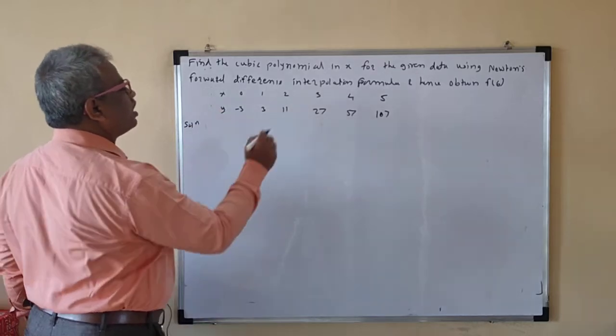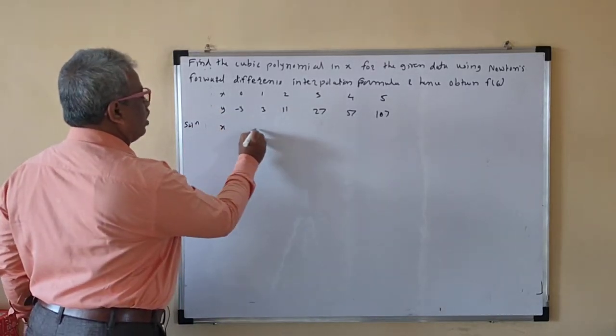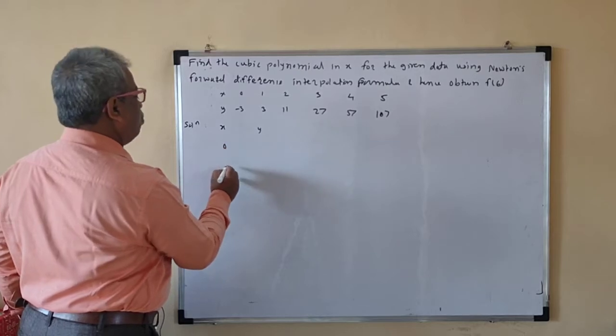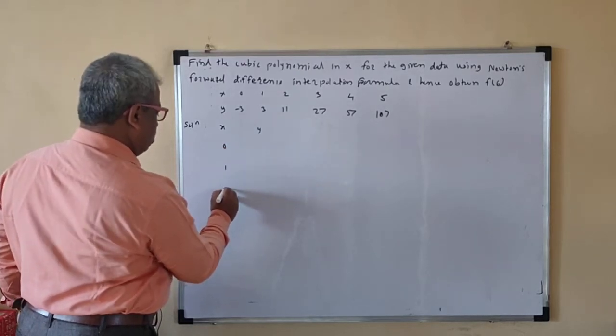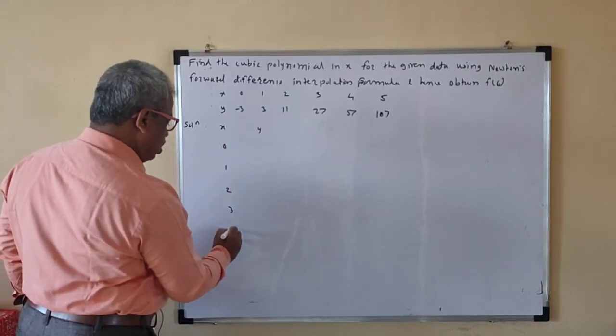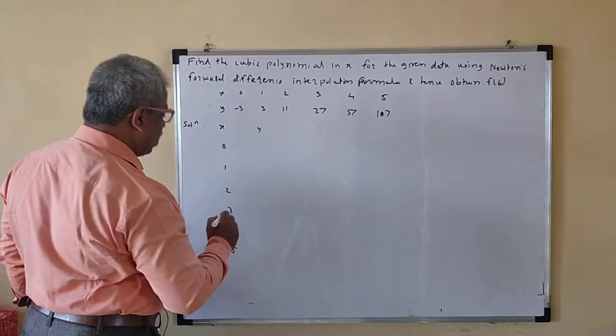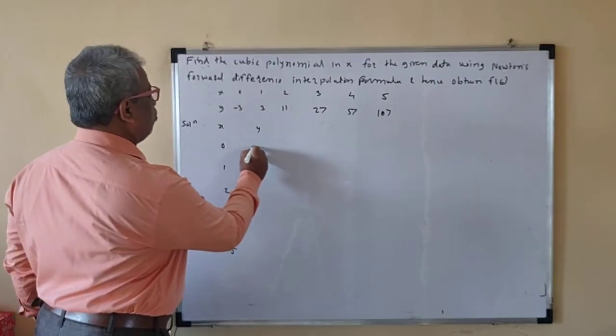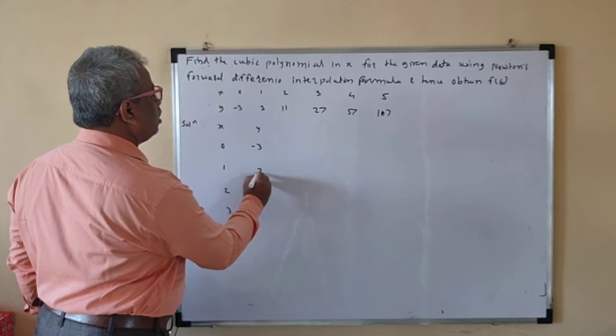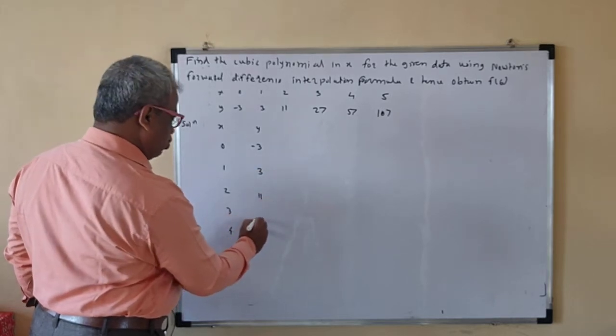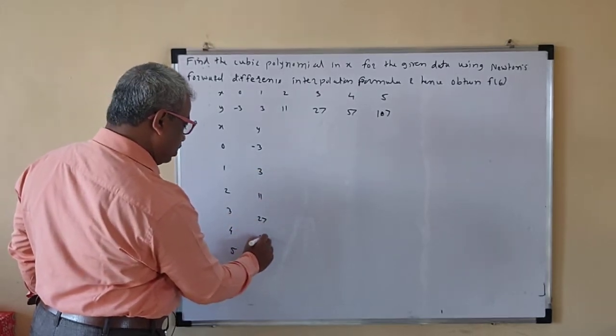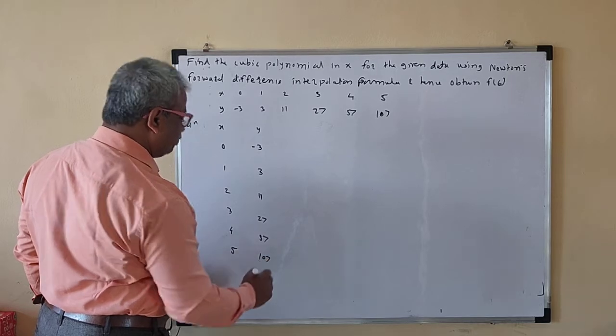I will write x and y column-wise. x is 0, 1, 2, 3, 4, 5, and the corresponding y values are minus 3, 3, 11, 27, 57, 107.